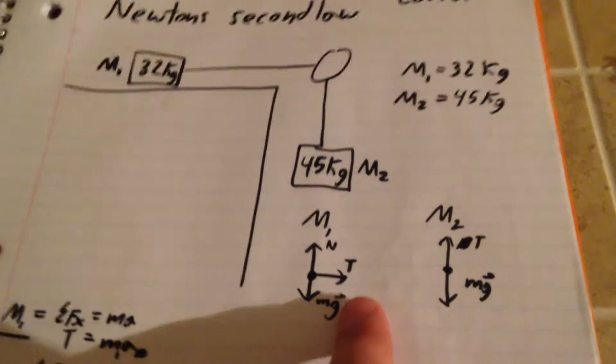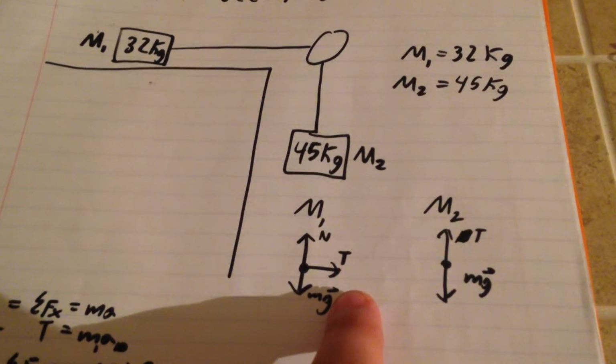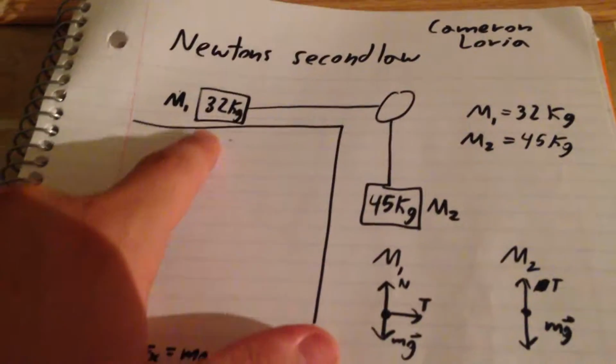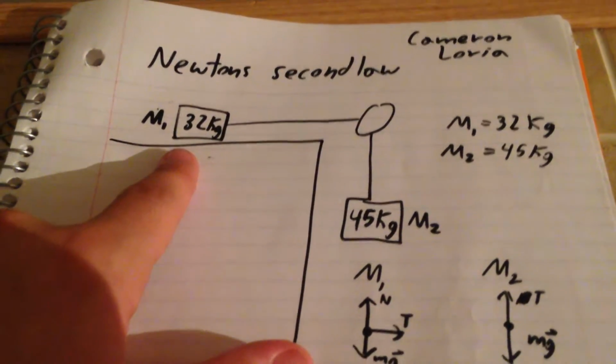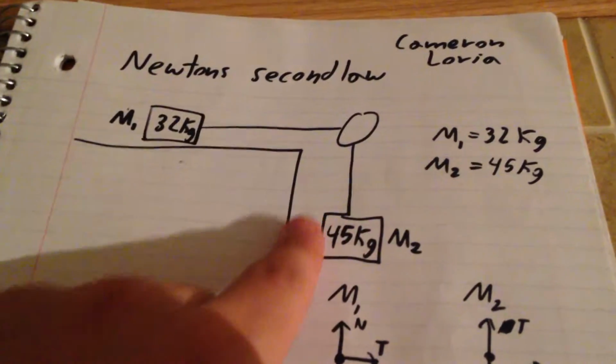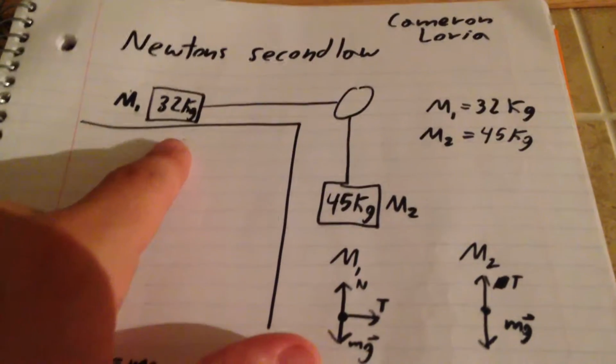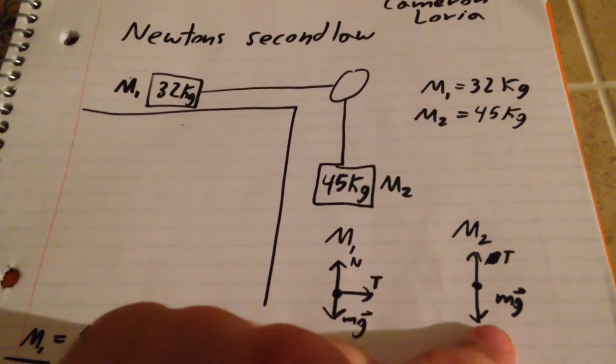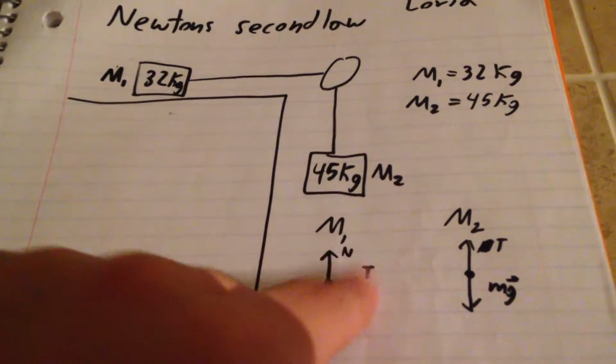Draw your free-body diagram. Mass 1 has your normal force coming from up, tension, and mass of gravity, the force holding it down. And for mass 2, you have your tension and your mass of gravity pulling downward.